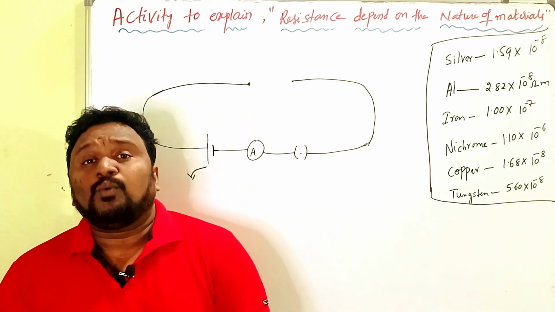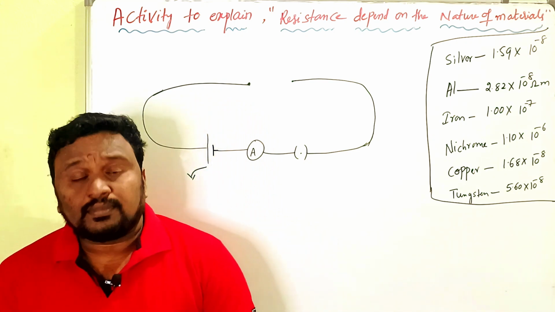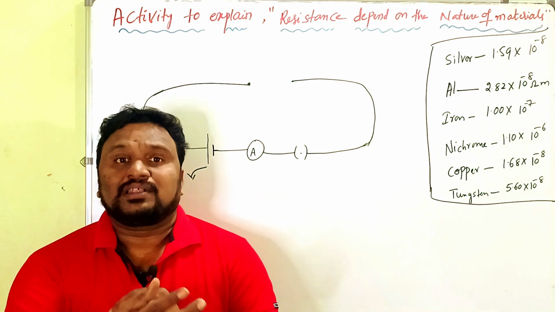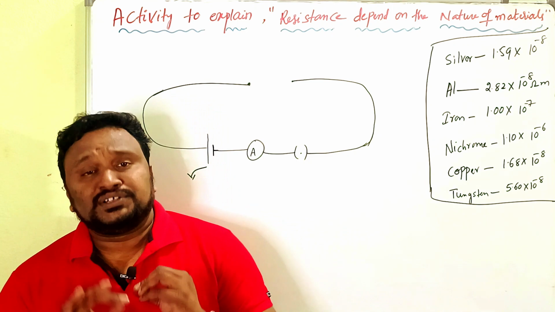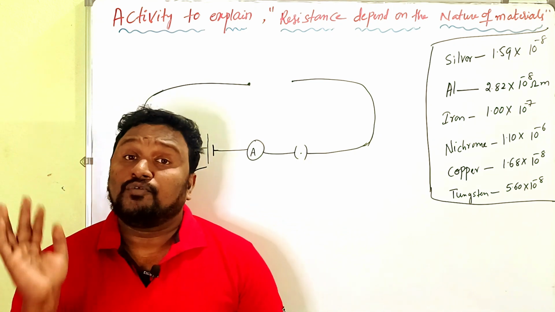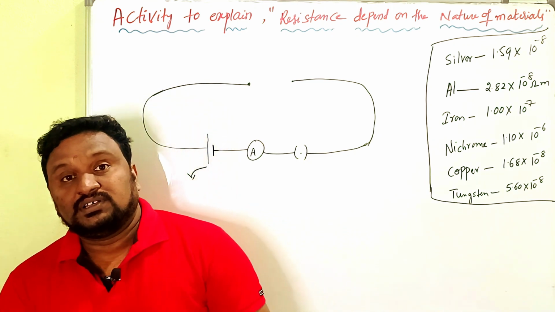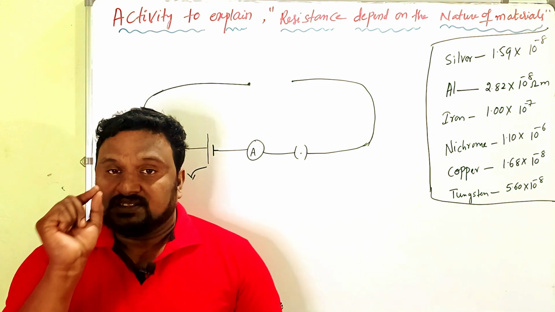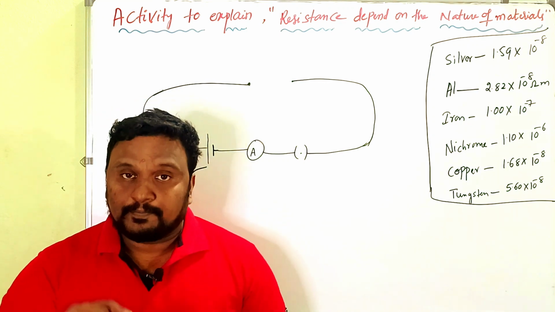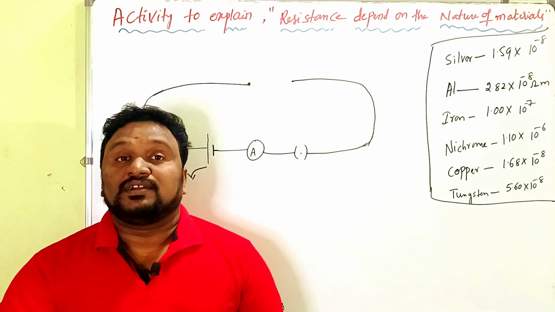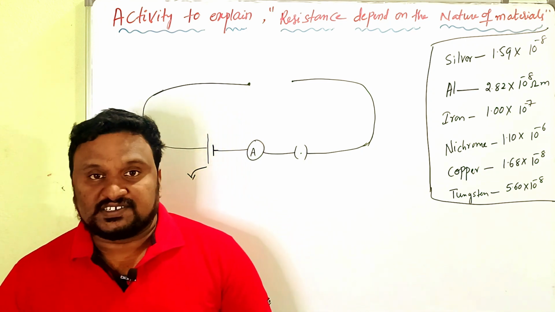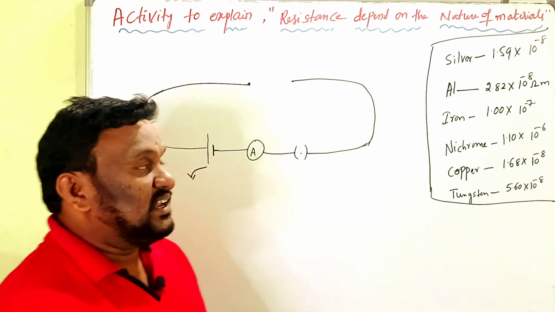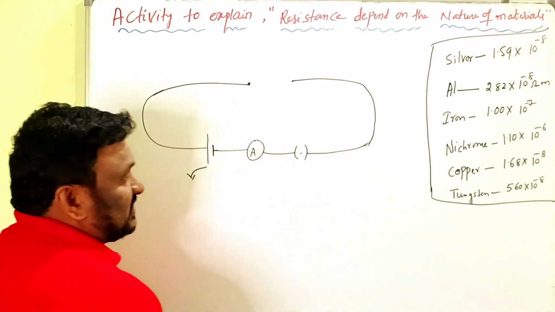The first thing is, what is resistance? When current is passing through a conductor, the conductor shows opposition to the flow of electrons. That nature of the conductor is called resistance. The opposition shown by the conductor to the flow of current is called resistance. We already discussed in the previous videos the relation between the different factors and resistance.